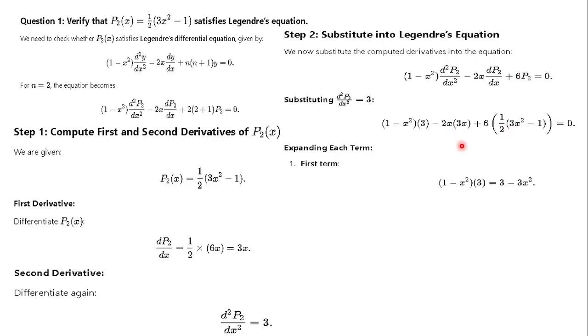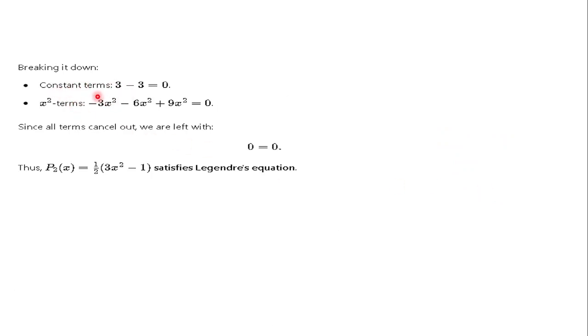Before we open this, we'll do it term by term. The first term: we take this times this, which gives 3 minus 3x squared. The second term is minus 6. The third term is this long one here, and this and this will give you 3, so it'll be 3 of this, which when you open, you will get this. So we have the first, second, and third terms, and we add all of them together. Realize that we get 3 minus 3, and something of this nature, and when you add them together it becomes 0. Therefore, this P2 satisfies this equation.